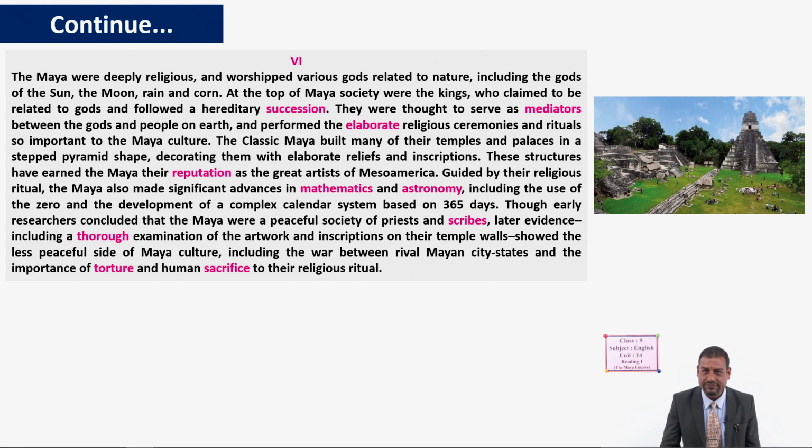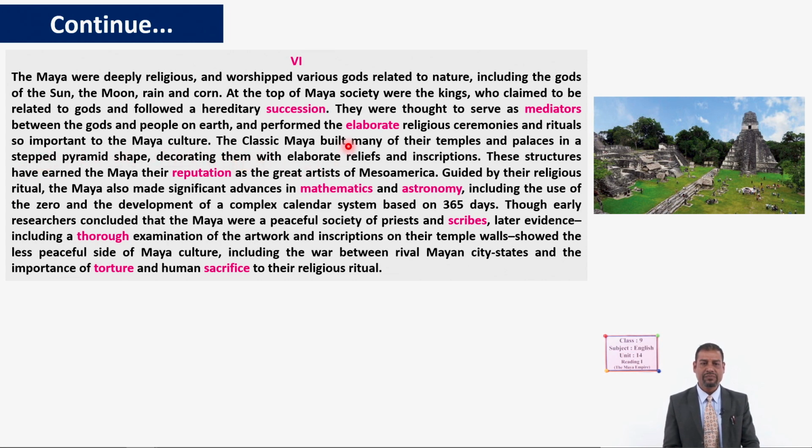So have you got it? Good. If so, let's read it together. The Maya were deeply religious and worshipped various gods related to nature, including the gods of the sun, the moon, rain and corn. At the top of Maya society were the kings, who claimed to be related to gods and followed a hereditary succession. They were thought to serve as mediators between the gods and people on earth, and perform the elaborate religious ceremonies and rituals so important to the Maya culture.